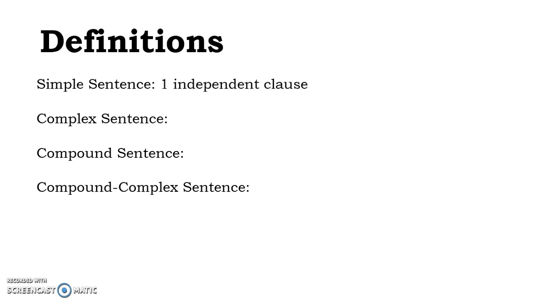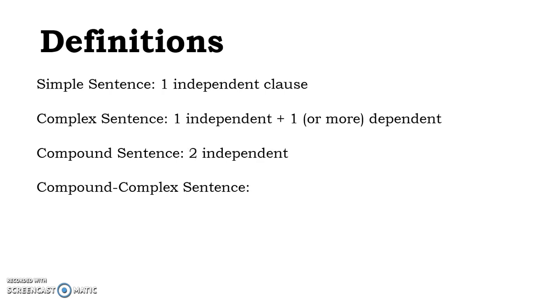Simple sentences have one independent clause. Complex sentences have one independent clause plus one or more dependent clauses. Compound sentences have two independent clauses, and compound complex sentences have two independents plus one or more dependent. Today, we're learning how to diagram the compound sentence, which has two independent clauses, and next time, we'll put some of that information about dependent clauses into practice, learning how to diagram complex sentences and compound complex sentences.